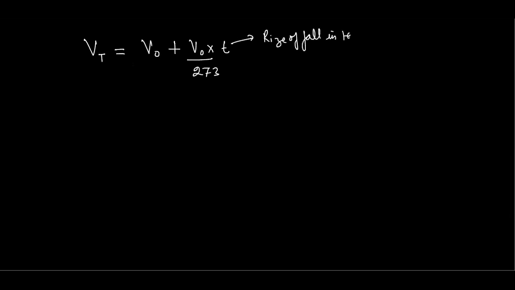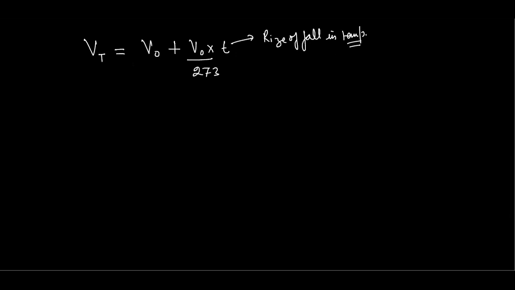So if we need to calculate the volume at temperature T, and V naught is the initial volume of the gas, then on increasing the temperature, he found that V equals V naught plus V naught upon 273 into T, where T is the rise or fall in temperature. Got it?